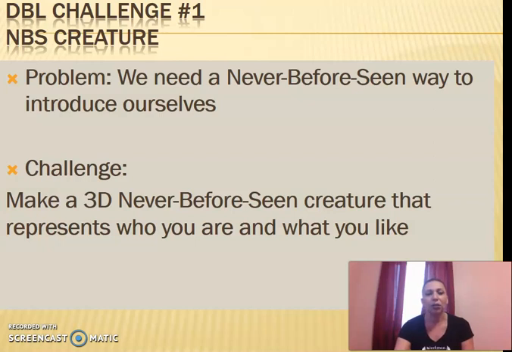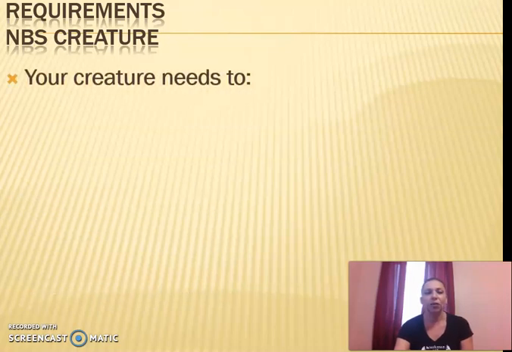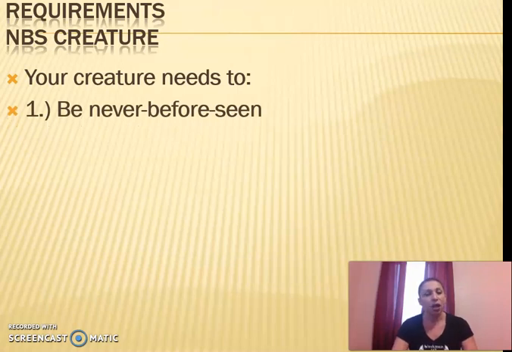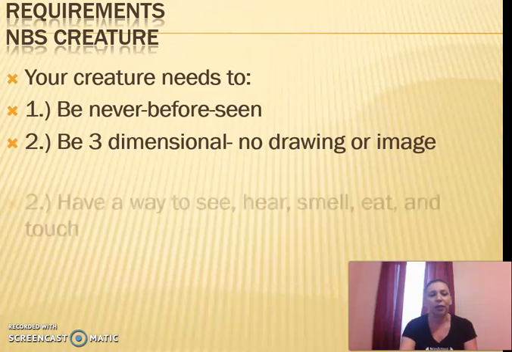Now I'm going to show you the criteria list, and it looks a little bit like this. This is basically the requirements. Your creature needs to have a few things. Number 1, it has to be never before seen. That means I don't want you to make a SpongeBob. I don't want you to go to Disney or Pixar and just imitate something that you've seen before. I really want you to use your imagination. Your creature needs to be three-dimensional. So if you want it to have eyes, you cannot draw the eyes. You have to put something on there that shows that it's eyes. If you want it to have hair, you have to make something that looks like hair. So no drawing at this point.